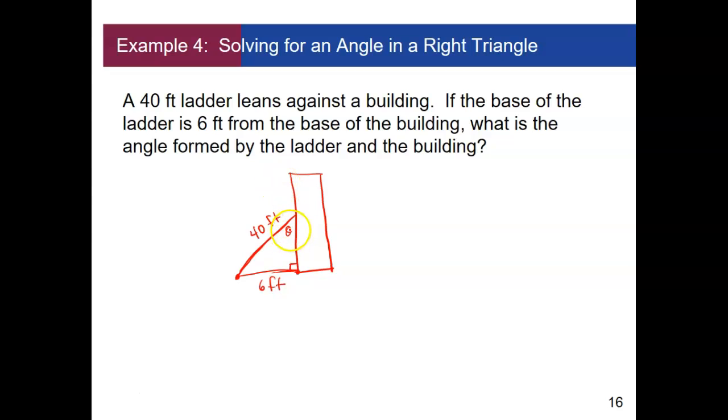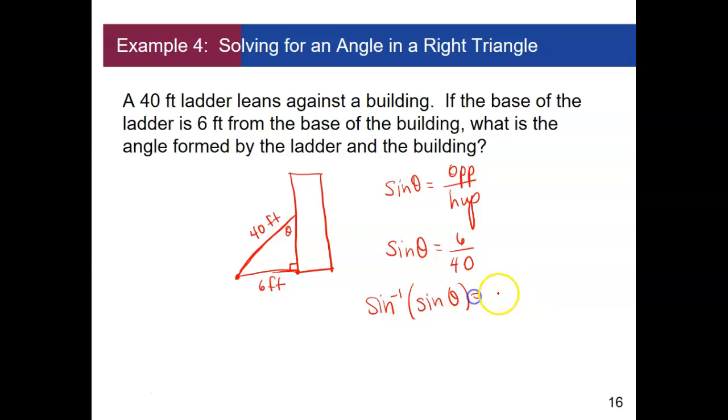So in relation to this angle, I have my opposite side and I have my hypotenuse. Opposite and hypotenuse is going to be the sine function. So the sine of our angle is 6 over 40. I want to solve for theta, so I'm going to take the inverse sine of both sides.